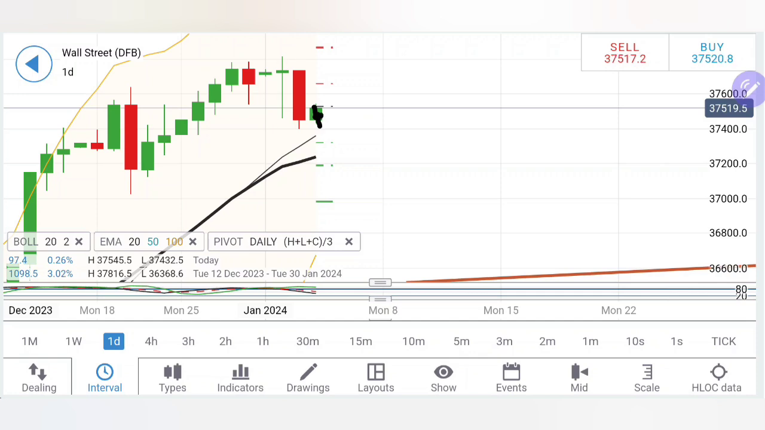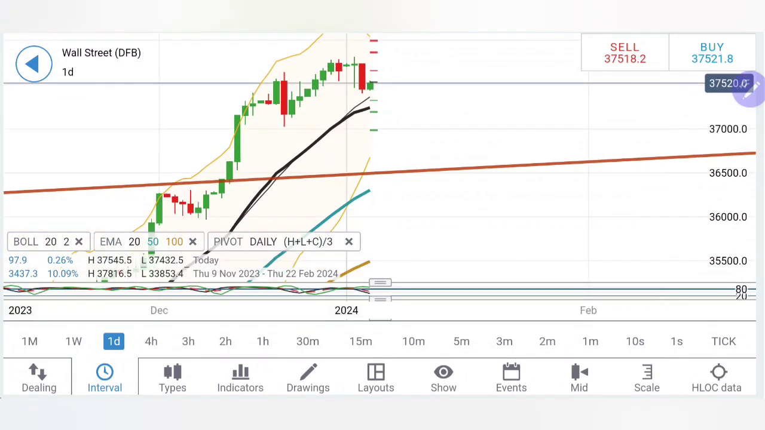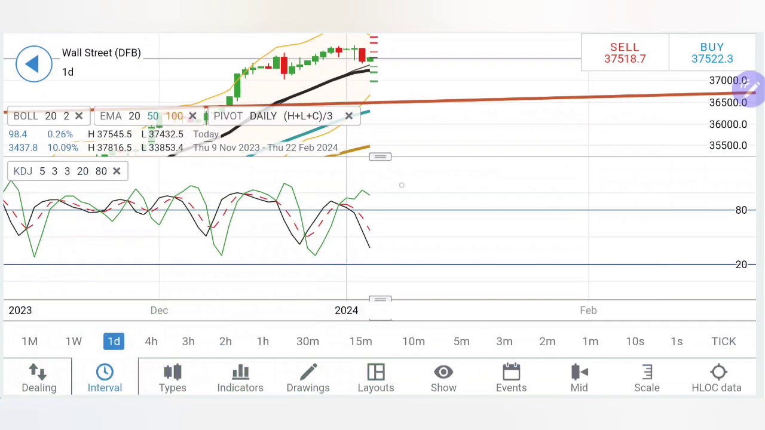Thus, once it stays below 37,400 and 380, 350 zone, just stay short. We are looking forward to 37,200. See, one bearish candle will follow with the second bearish candle, and this can be a further bigger bearish candle. Do not treat this as bullish as of now.